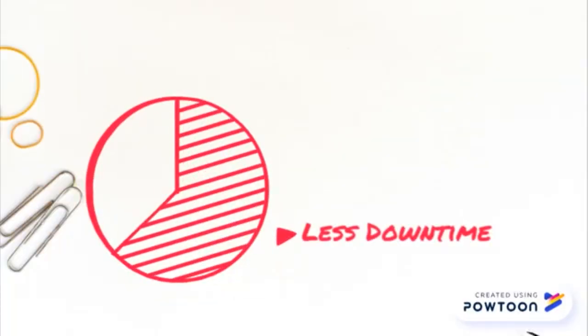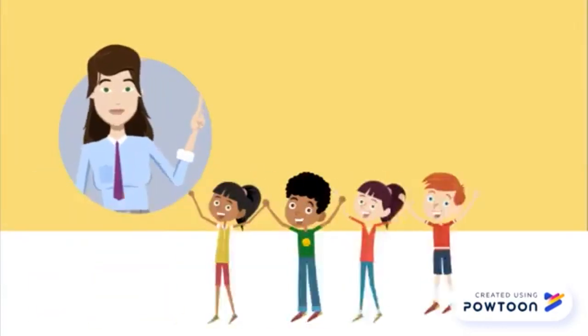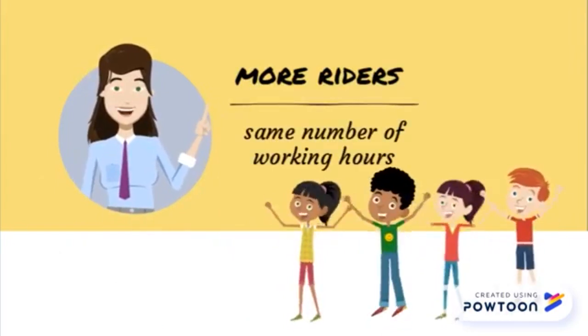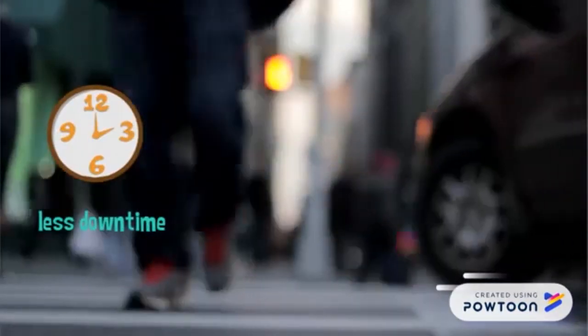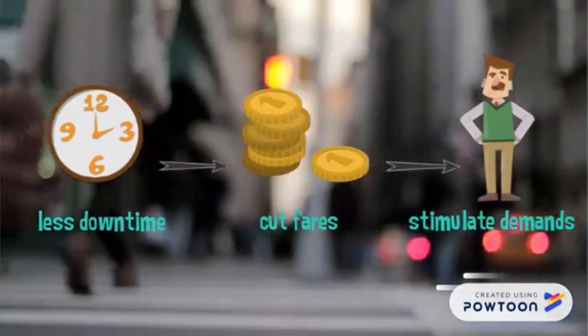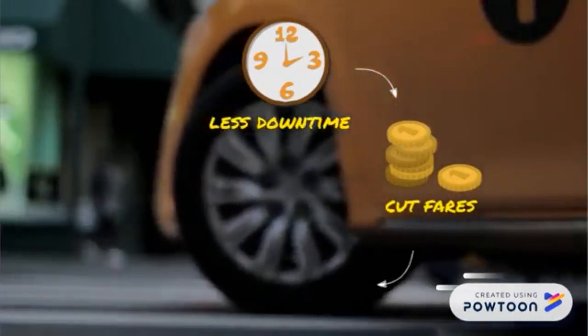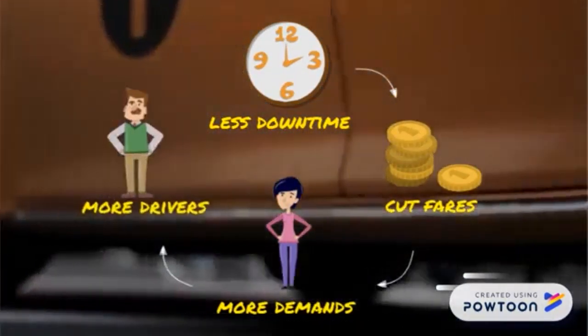Less downtime means that the driver can make the same amount of money even if fares are lower, because he has more riders during the same number of working hours. Therefore, less downtime means that Uber can cut fares and stimulate even more demand, which creates a virtuous cycle that increases coverage density still further.